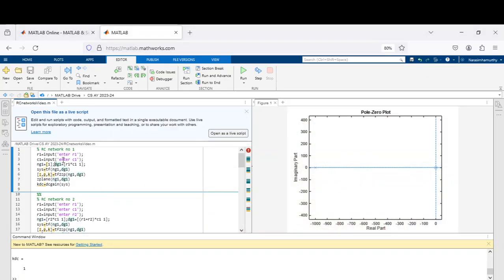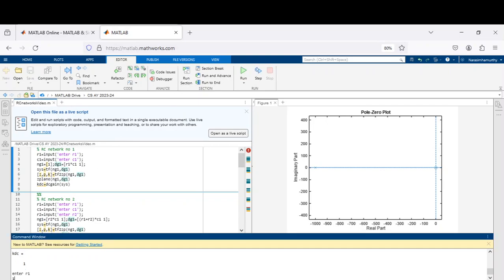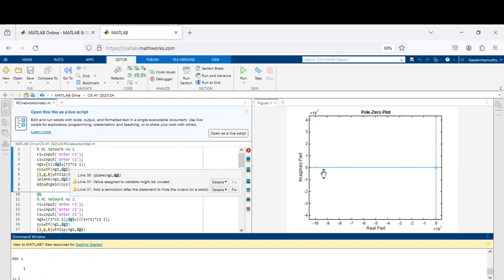Of course, you can try whatever values of R and C you want. Just say it as 10 ohm and this as 1 nanofarad, 1E-9. See, the DC gain is still 1. Of course, the pole positions will change according to the values.